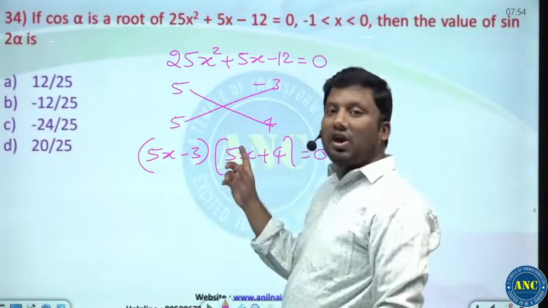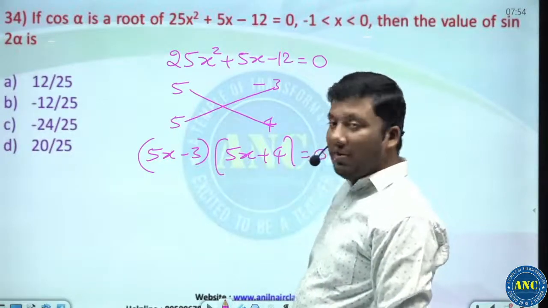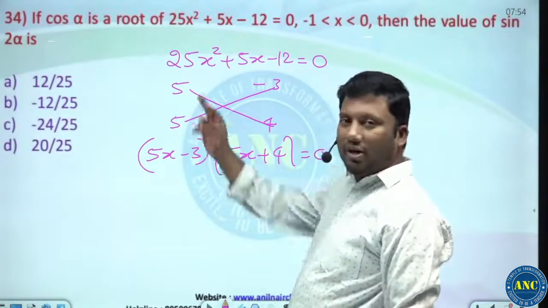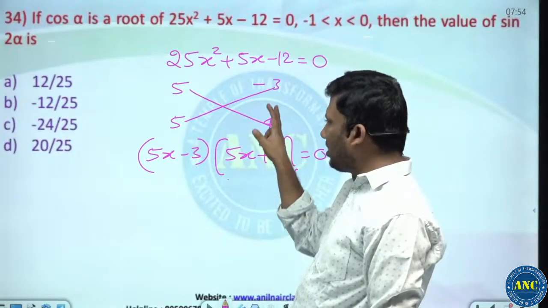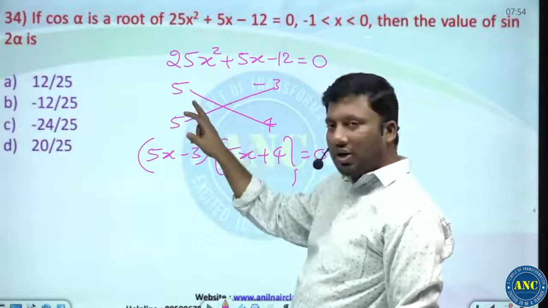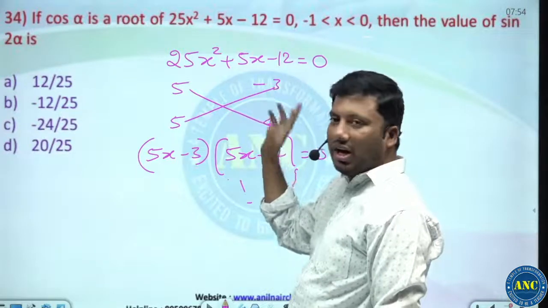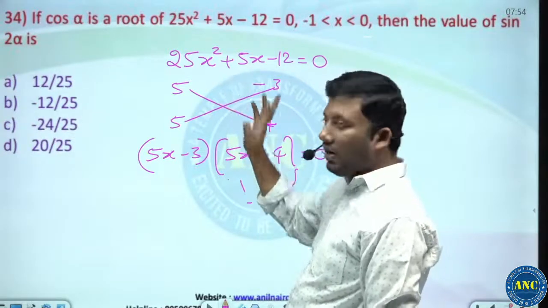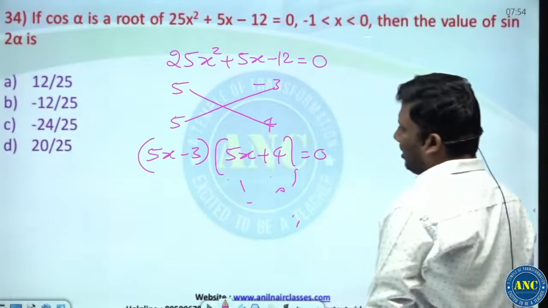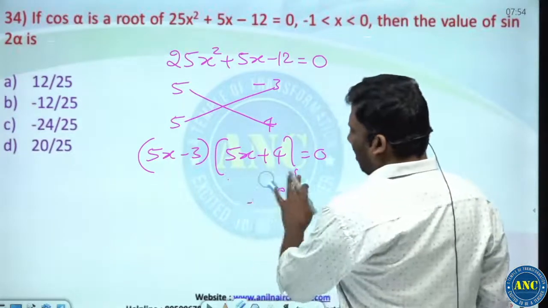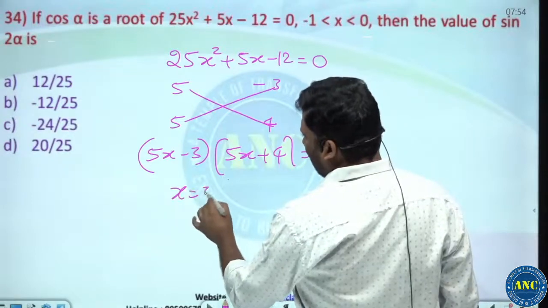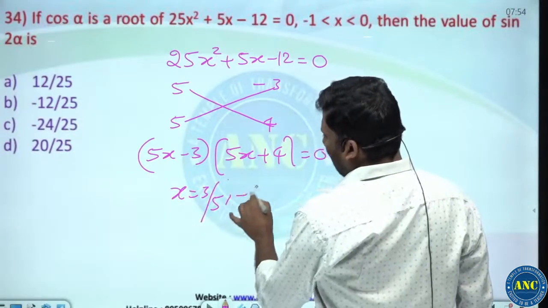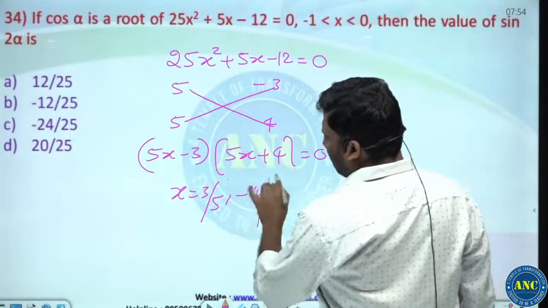This diagonal cross method we already discussed in the quadratic equation foundation class. 25 factors are 5 into 5, 12 factors are 3 into 4, 5 4s are 20, 5 3s are 15. I should do minus because I require plus 5. 5x minus 3, 5x plus 4. What are the roots of x? Roots of x will be x equivalent to 3 by 5, or x equivalent to minus 4 by 5.